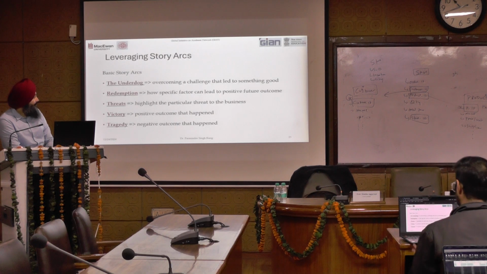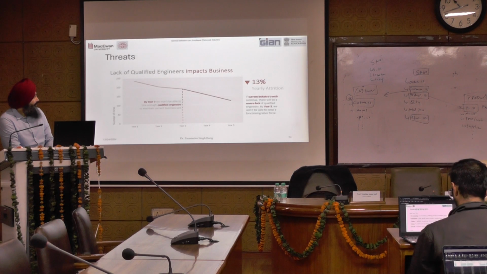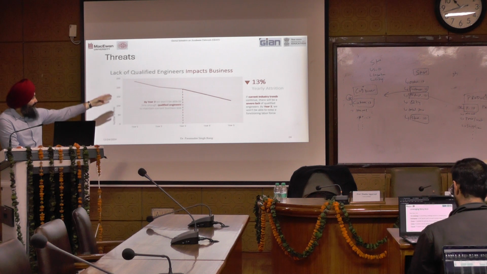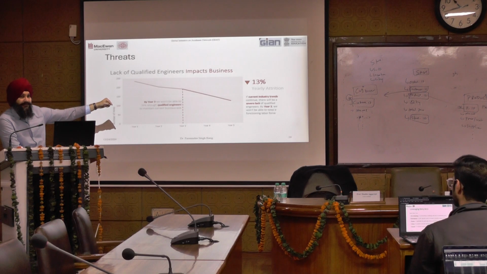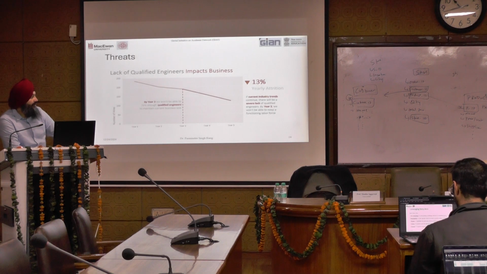Then we have threats. So highlighting the particular threat to the business, right? In this case, we have an example here. So lack of qualified engineers and their impact on business. Along the x-axis we have years and the number of hires which are happening. So up to year 3, that's what we have. At that particular point, we're just making a prediction. We're just adding a trend line to this data, right? Okay. So in this case, if current industry trends continue, there will be a lack of qualified engineers by year 3. And we won't be able to have a functional labor force to do the jobs, right?